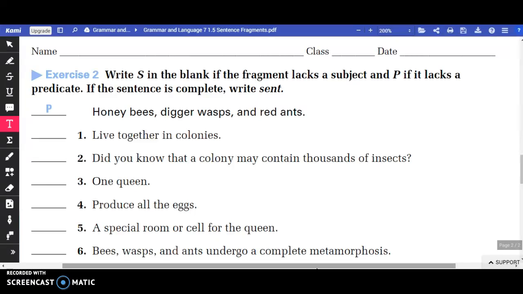Starting with the example, honeybees, bigger wasps, and red ants. I can tell that this is supposed to be about the bees, the wasps, and the ants, but I can't tell what they did or how they're being. So it seems that it's lacking a predicate, so I write P on the blank. Number 1, live together in colonies. Well, I know it has a verb, live, so that's the predicate, but I don't know who or what did the living, so it's lacking a subject.